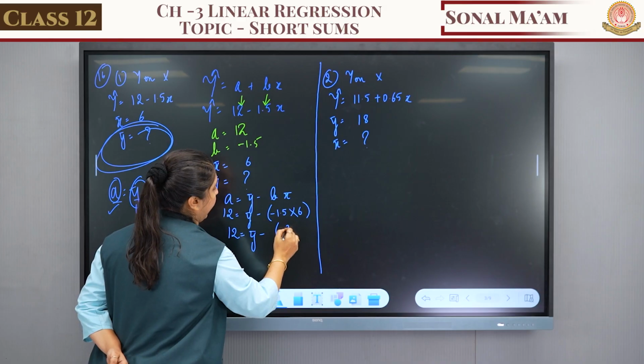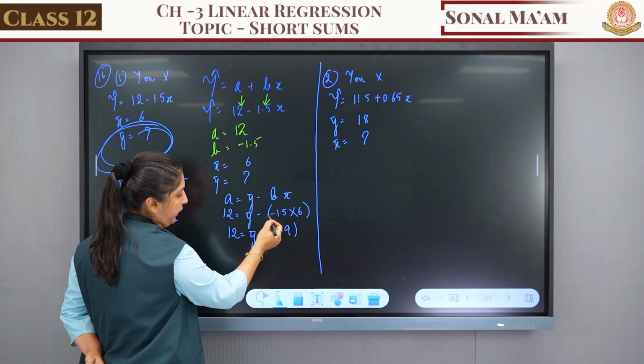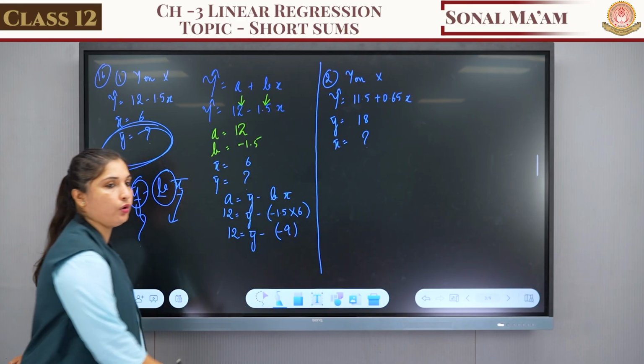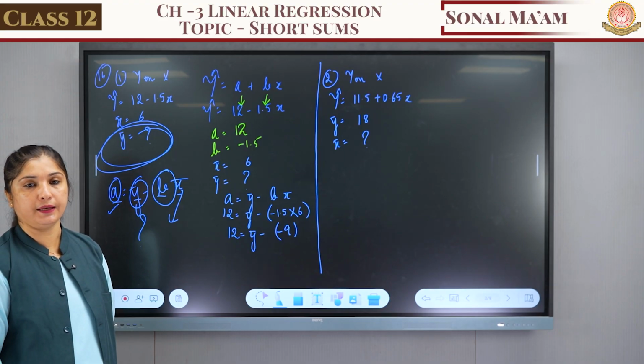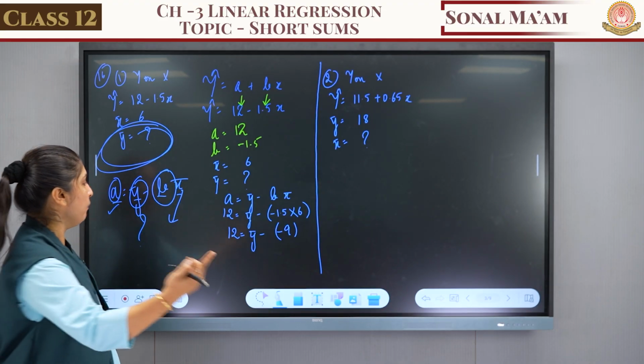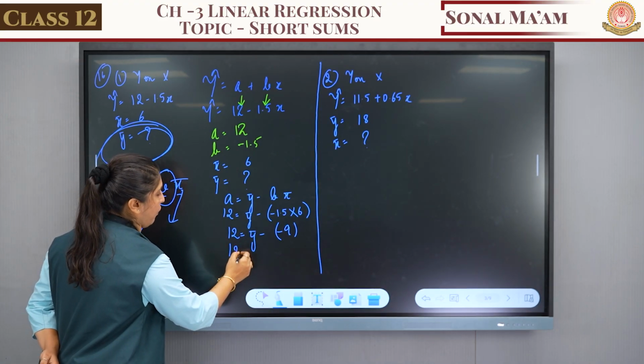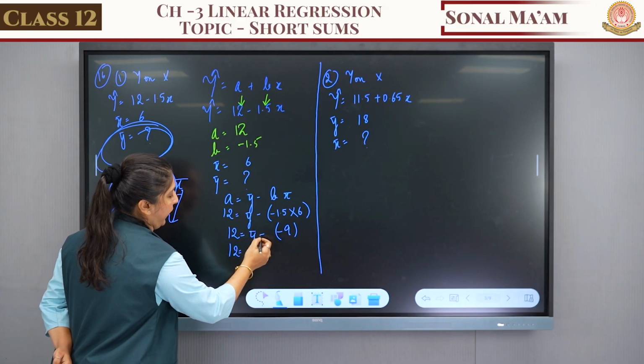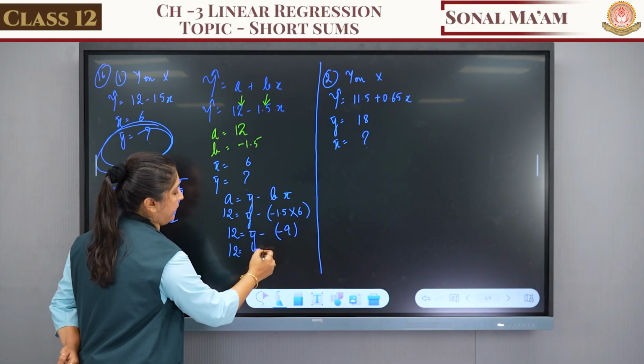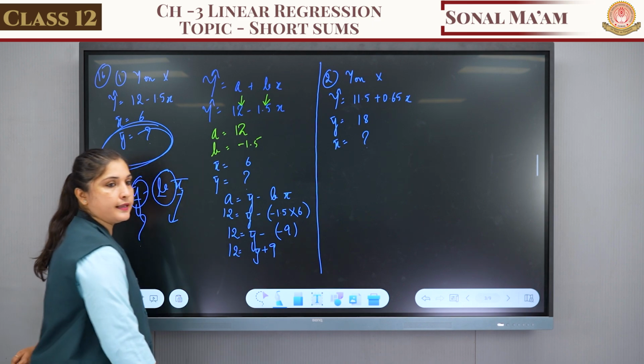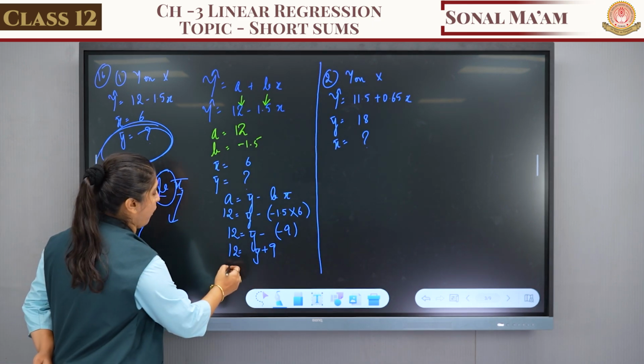It is 9, but we have a sign over here, minus, so we will write minus 9. Is it clear to everyone? Moving forward, if it is 12 over here, we have y bar, and here we have minus. Again we have minus, it will be plus 9. Yes or no?